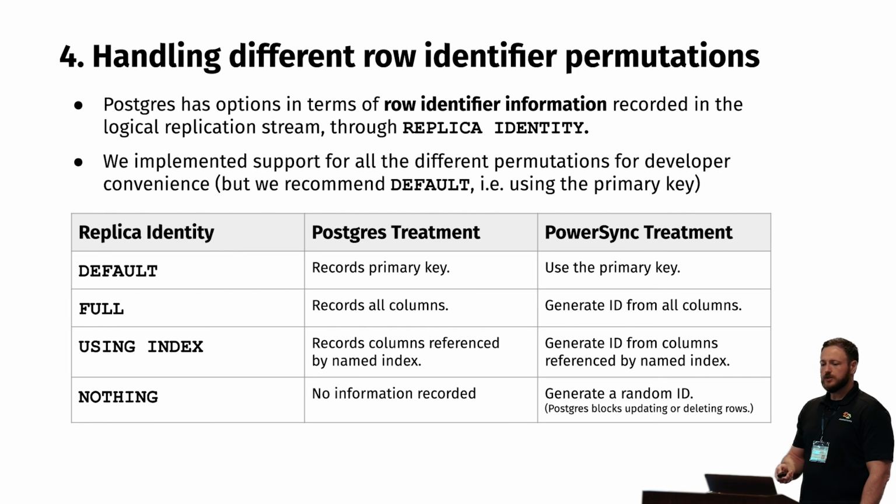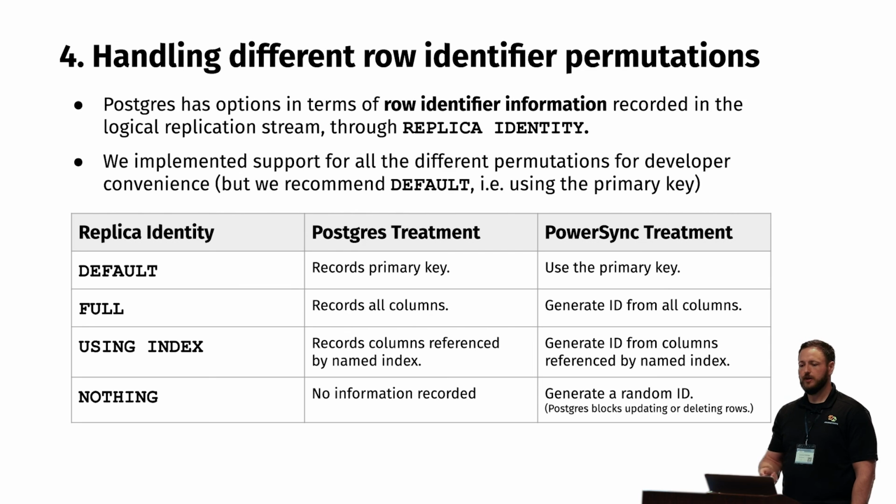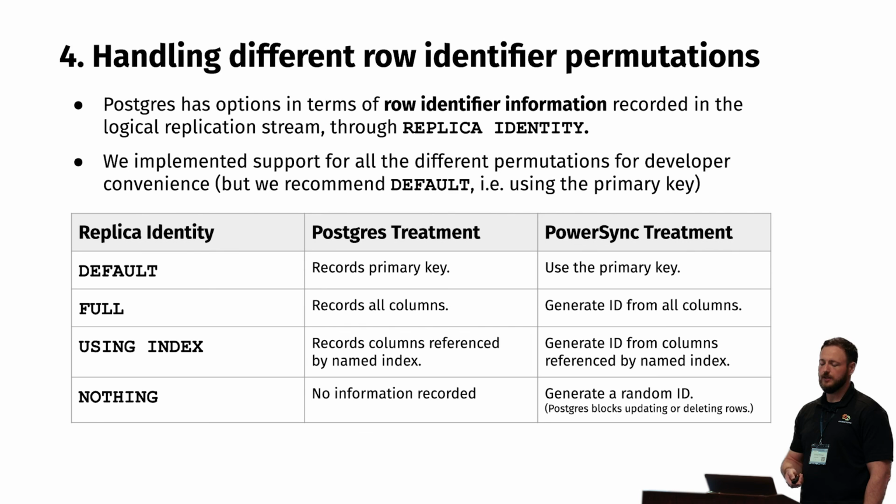And then the last thing was handling different row identifier permutations. So Postgres has options in terms of row identifier information that can be recorded in the logical replication stream through replica identity. So you may be familiar with them: default, full, using index, and nothing. Default is obviously the easiest. We just use the primary key to identify a row so that when an update or delete to that row comes through, we can figure out what row that operation refers to.